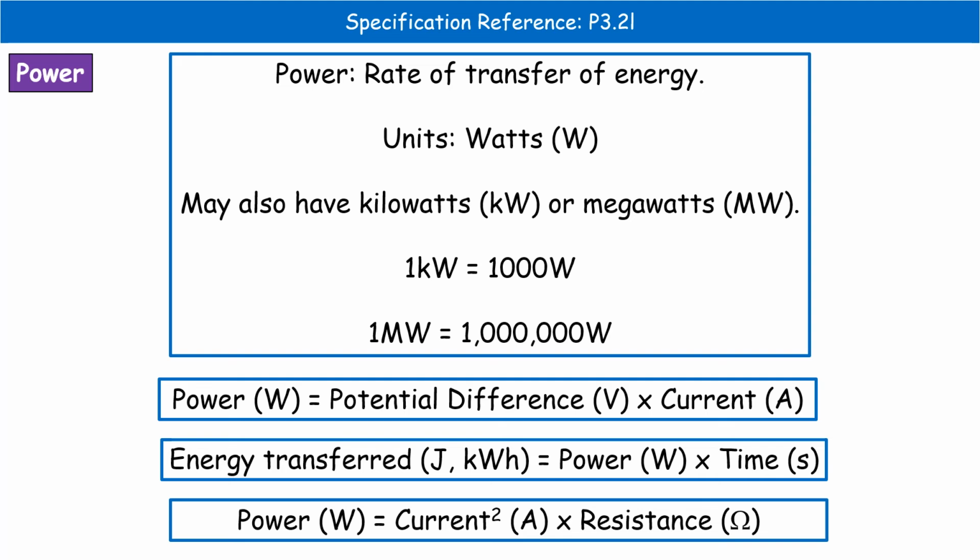In terms of the formulas we could use, you'll notice at the bottom there are 3. That's because power is involved in 3 different formulas. Now, you might be sitting there thinking, well, how on earth am I to know which one to use if they're asking me to calculate power? And the answer is, look at what they've told you. Because if we have a look at these in turn, power is potential difference times current, energy transferred is power times time, or power is current squared times resistance.